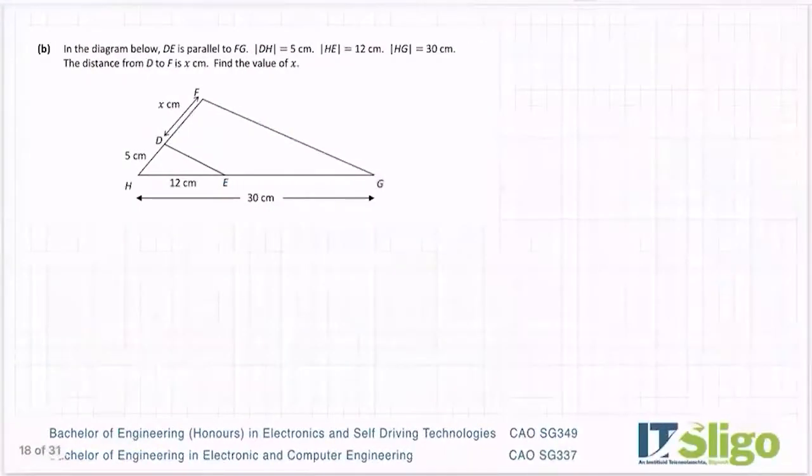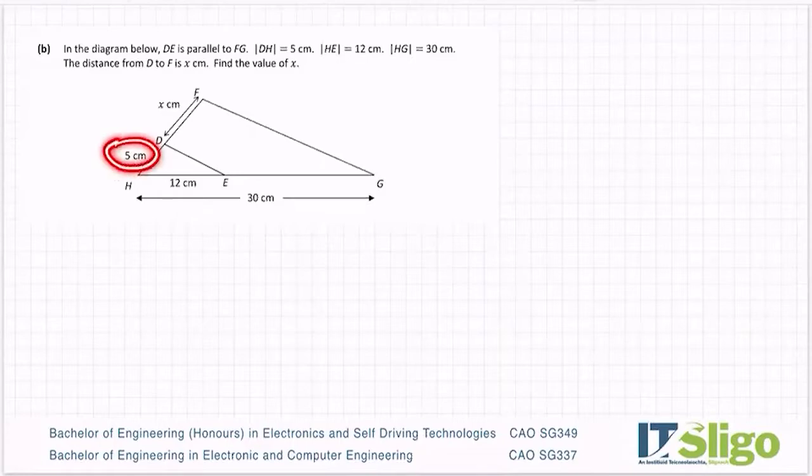Part B then. In the diagram below, DE is parallel to FH. DH is 5 centimeters. HE is 12 centimeters. HG is 30 centimeters. And the distance from D to F is X. It says find X.